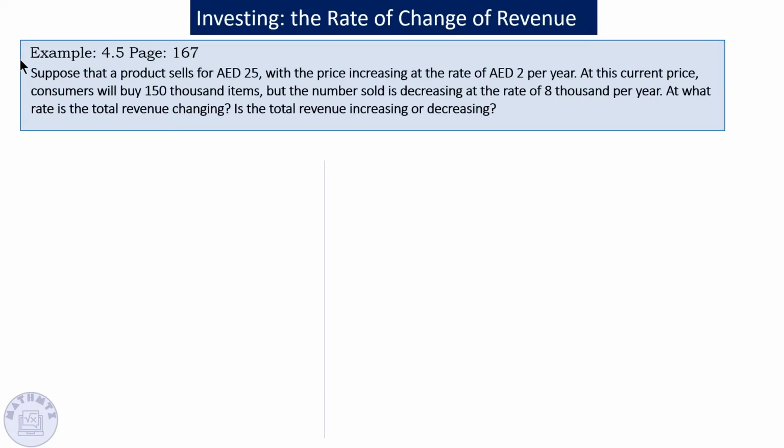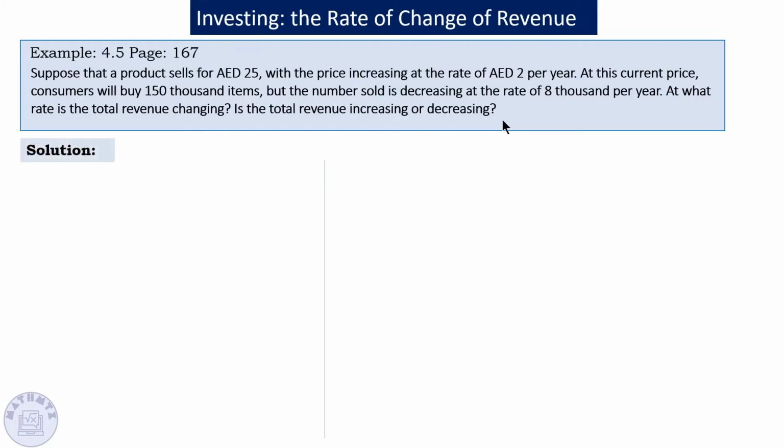We have this example about investing. It says, suppose that a product sells for 25 dirhams with a price increase at the rate of 2 dirhams per year. At this current price, consumers will buy 150,000 items, but the number sold is decreasing at the rate of 8,000 per year. At which rate is the total revenue changing? All right, so they're asking about the rate of change for the revenue. Is the total revenue increasing or decreasing?